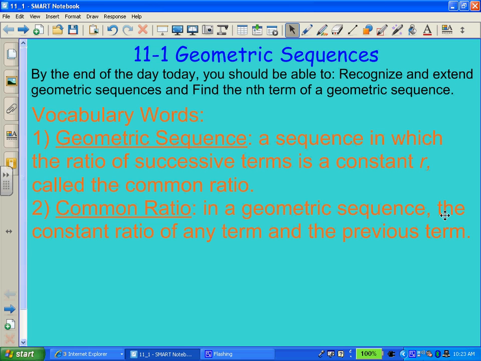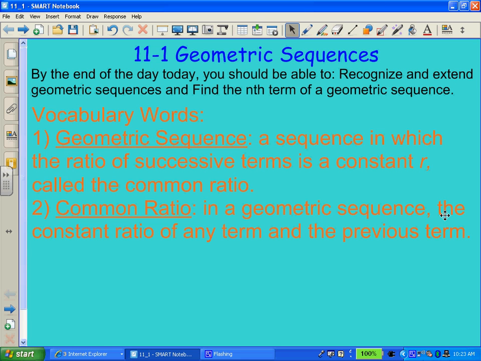Two vocabulary words today: geometric sequence, and this is a sequence in which the ratio of successive terms is a constant called the common ratio. And then the common ratio is the ratio of any term in a geometric sequence and its previous term.